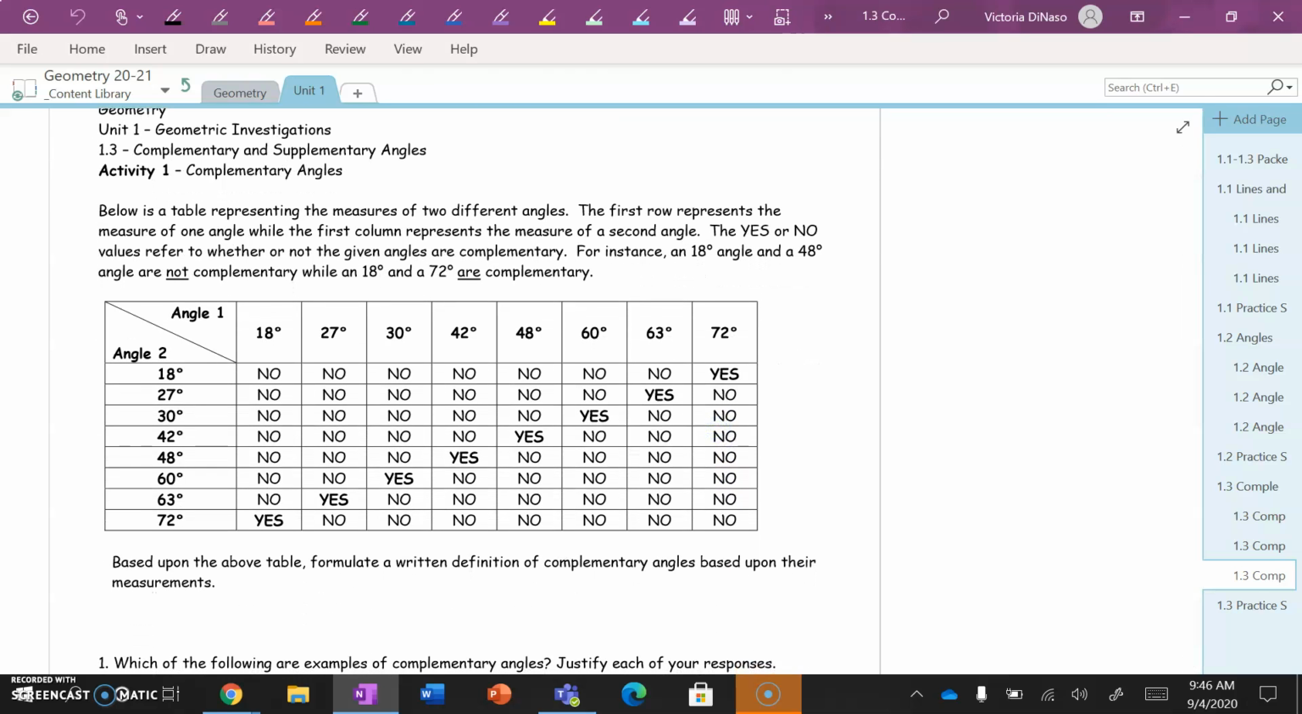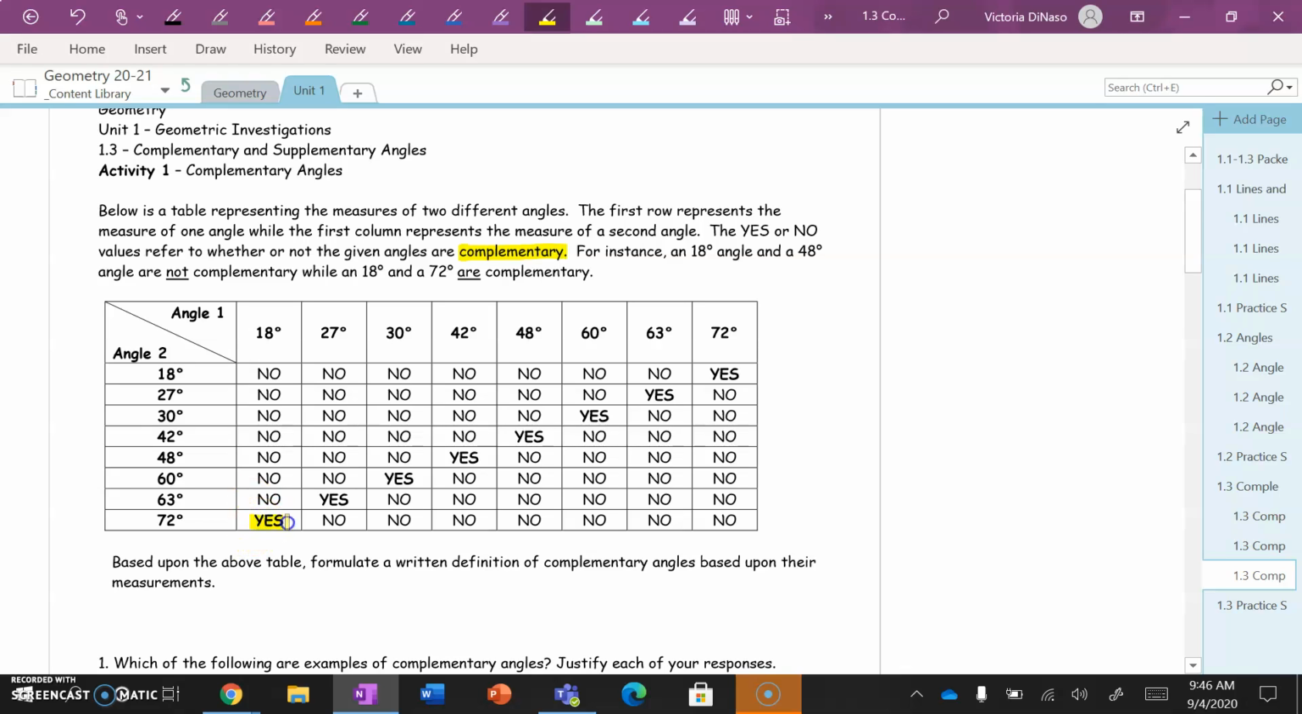So, based upon this chart, it says below is a table representing the measure of two different angles. The first row represents the measure of one angle, and the second column represents the measure of the second angle. Then yes or no values refer to whether or not the given angles are, vocab word of the day, complementary. For instance, an 18-degree angle and a 48-degree angle are not complementary, while 18 and 72 are. So based upon the table above, formulate a written definition of complementary angles based upon their measurements.